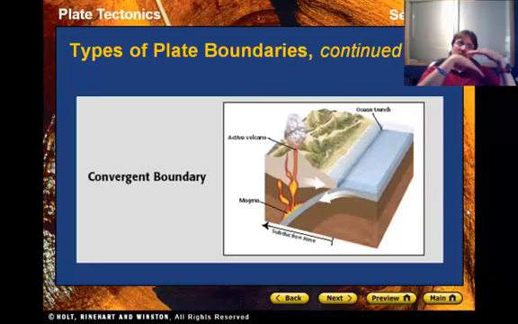As it's forced under the other plate, this lighter, less dense plate floats up on top. This one's forced down as it is. It melts as it gets warmer, and that magma that melts wells up and works its way up to the surface and forms volcanoes. That's what's happening all along the Pacific. The Pacific is getting smaller. The Pacific plate is being overrun by the continental plates, and as that Pacific plate, which is denser and thicker, gets forced underneath, it melts, and we get those volcanoes that form all around the Ring of Fire.